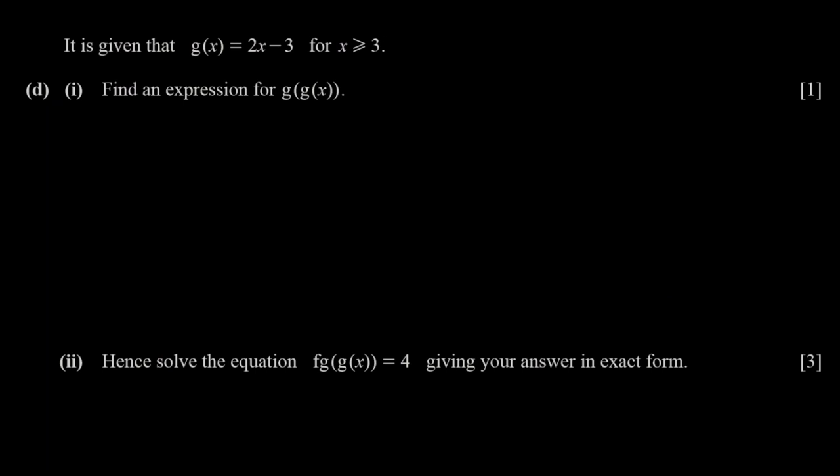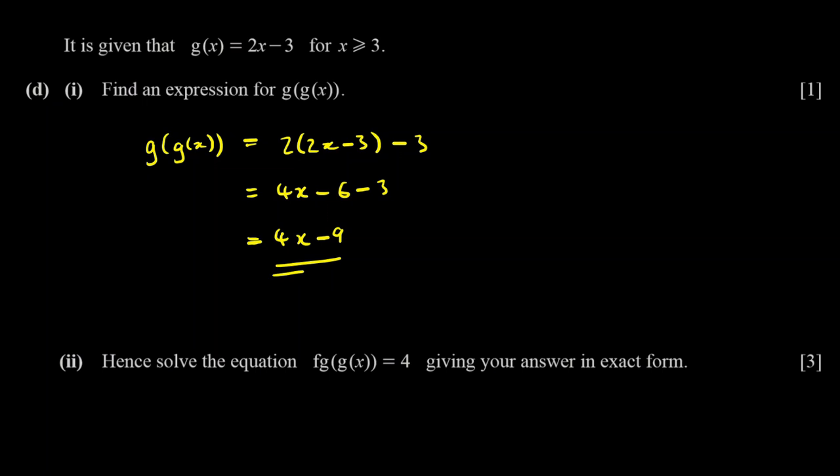Okay, so then part D of our functions question, we are given that g of x, a new function, is equal to 2x minus 3. I want to find an expression for gg of x. Well, this is a composite function, isn't it? What it really means is we substitute 2x minus 3 into the function 2x minus 3. So gg of x is going to be equal to 2 bracket 2x minus 3 minus 3, right? In other words, every place where I've got an x in here, I replace it with the function 2x minus 3. So if I expand that, what I'm going to get is 4x minus 6 minus 3, which is 4x minus 9.